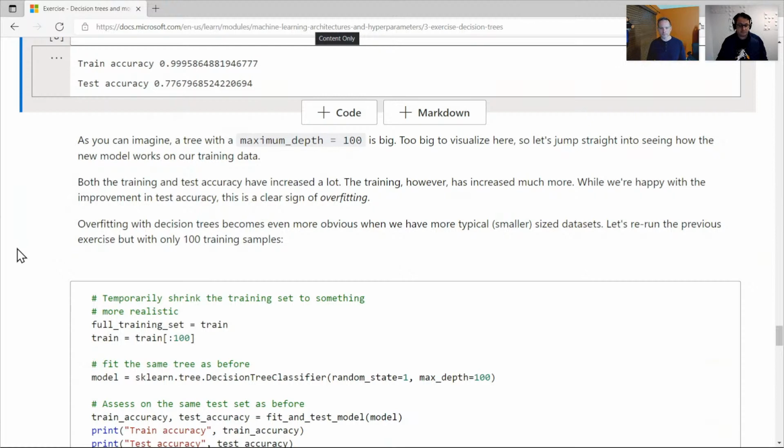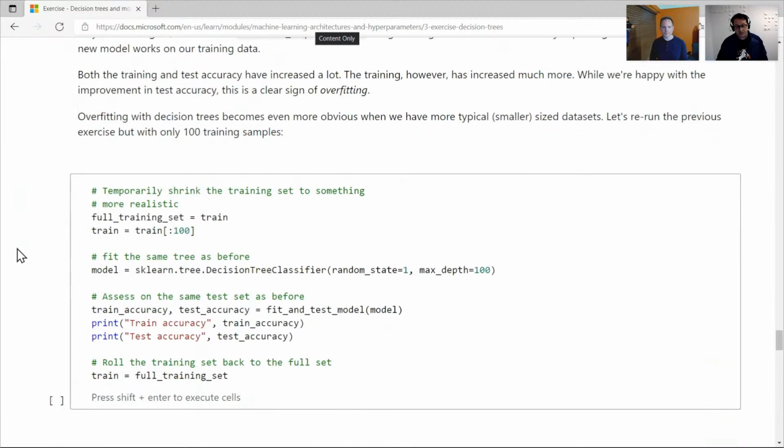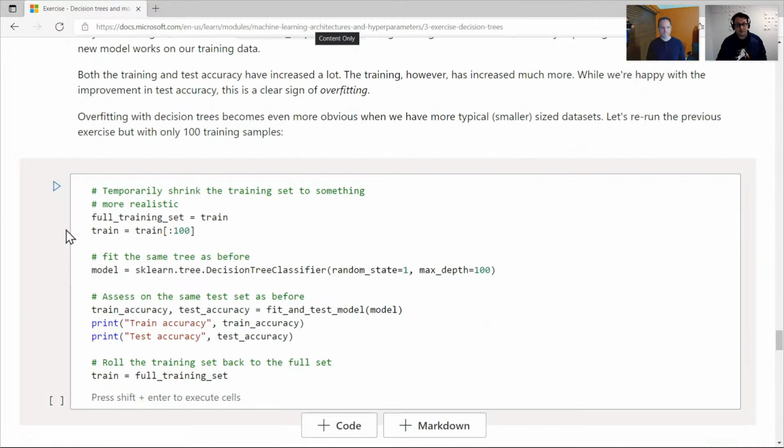Okay. Cool. And to show some of the overfitting, or continue on with the sample, in the next code block we're actually just shrinking the training set to 100 records. And by doing that, we'll probably see an even more exaggerated version of overfitting.